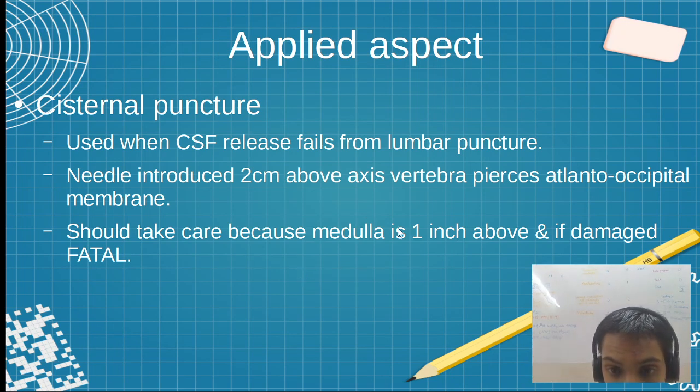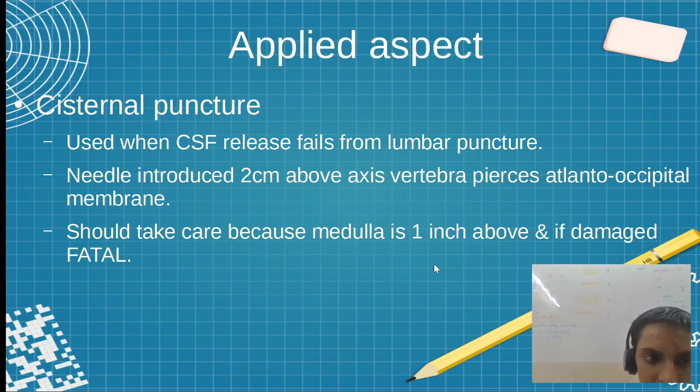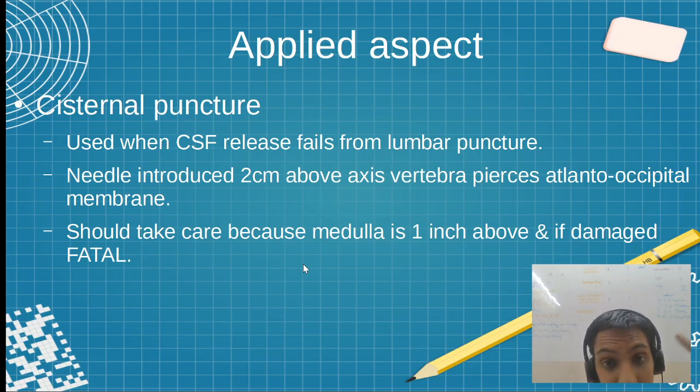We should be very careful because 1 inch above is the medulla. Damage to the medulla is fatal. Why? Because the respiratory center is very close to there. Just 1 inch above we have the medulla. Close to that we have the respiratory center, thirst center, everything. Especially if there is damage to the respiratory center, there are really bad consequences. So please take care that 1 inch above is the medulla. If that medulla is lesioned, it is very fatal.